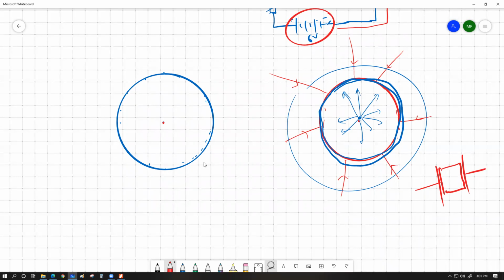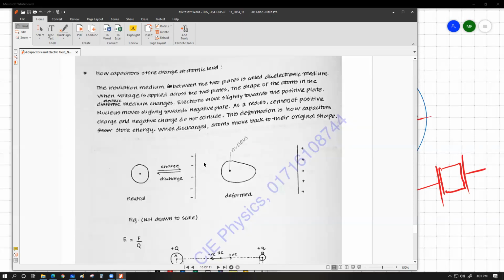Inside that rubber piece, individual atoms are going to become somewhat deformed, and that deformation stores potential energy, and that is how at atomic level a capacitor stores energy, by having the deformation of the electron cloud, or by having the center of the positive charge and the negative charge not coincide. This deformation is how the capacitor stores energy. When discharged, atoms move back to their original shape. So এটা হচ্ছে আমাদের capacitor energy store করার mechanism. So like I said a bit earlier, the capacitor doesn't actually store charge, it actually stores energy. বুঝা গেছে?